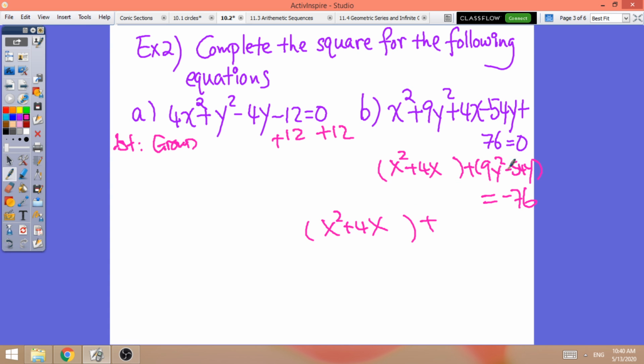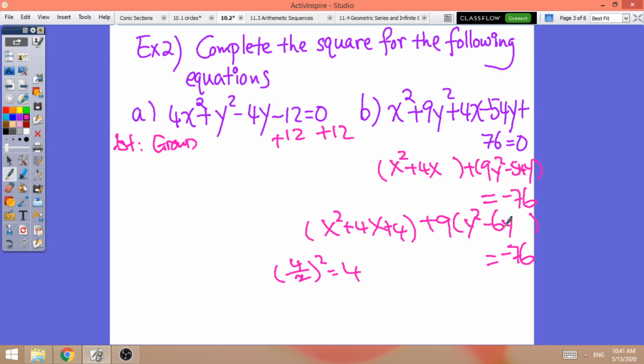But for the second group, for the y group, we can take out 9. So take out 9, we do have y squared minus 6y. And then blank, so that equals negative 76. So complete the square for this. So add 4 here, because that's b over 2 quantity square. So 4 over 2 quantity square. So we got 4, add 4 here.